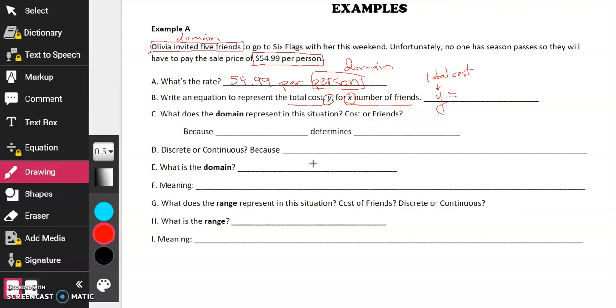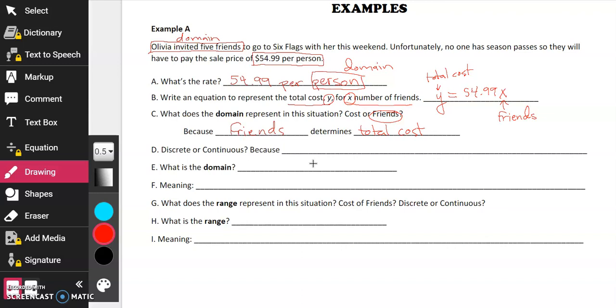If you can give meaning to everything, it makes sense. Total cost equals, well, it's going to be $54.99 per friend that I bring, so times each friend. Okay, so that's what we're looking at. Cool. Okay, so domain, what does it represent? Well, since I've been looking for the rates, I know that it's friends, because friends determines total cost.